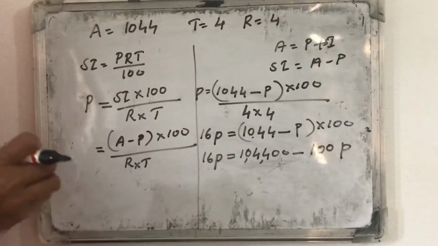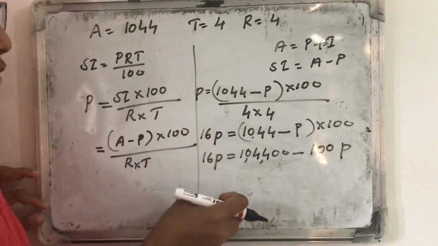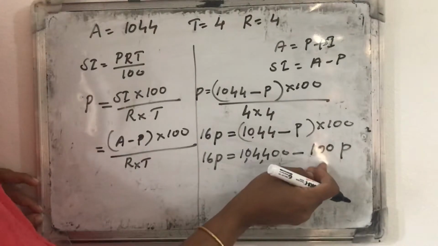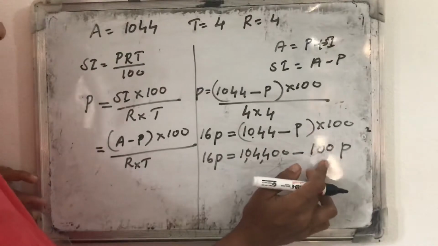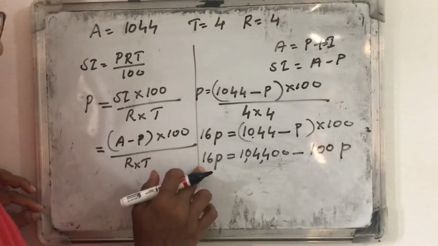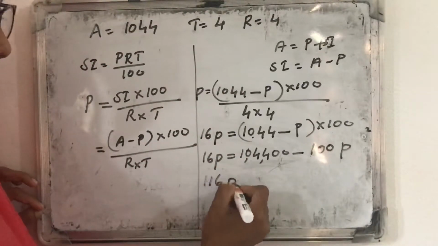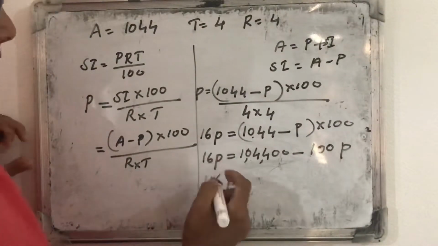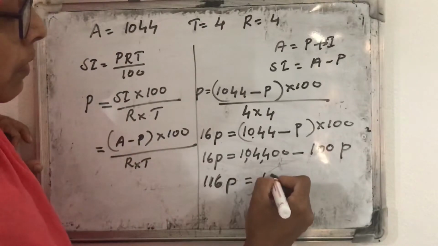Here we want to find out the value of P. So we are finding the solution with the algebraic equation that we already learned. For that, all variable terms we can move to one side. So minus 100P we can transpose to here. It will be plus 100P. So 16P plus 100P will be 116P. 116P equal to how much?